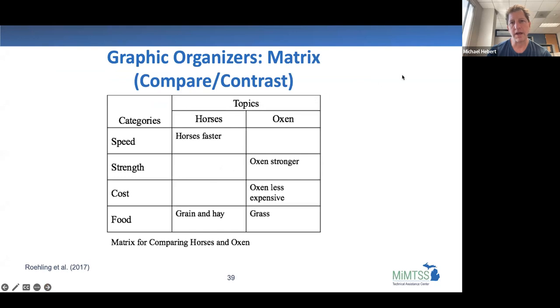Compare contrast. This might surprise people. I didn't put a Venn diagram in here. I like to use a matrix just because a lot of people know what a Venn diagram is. This is just another alternative that you could use. You can see that our topics are represented here at the top, horses and oxen. And we have categories that we're comparing these on the left-hand side. So one category is speed.